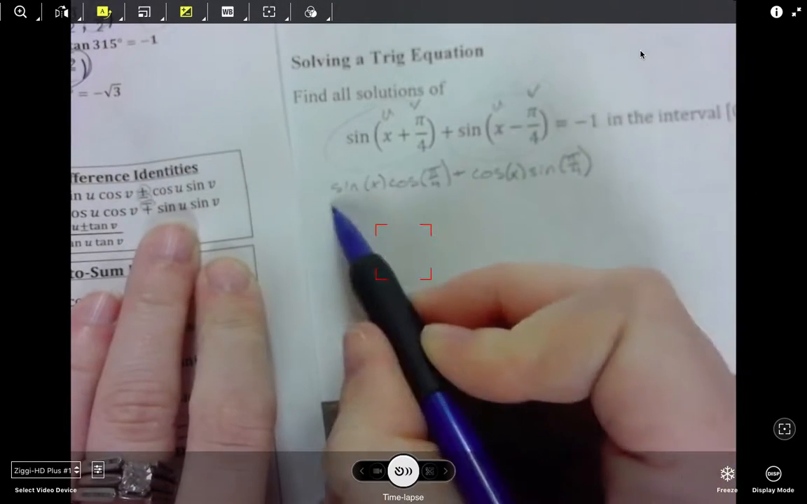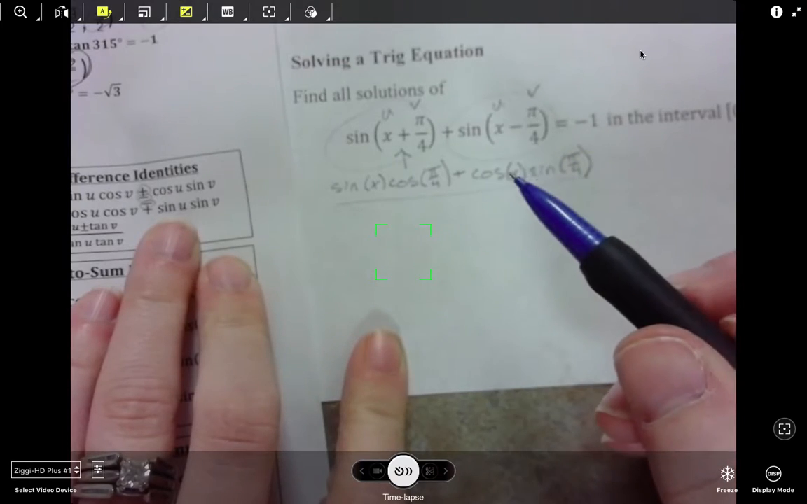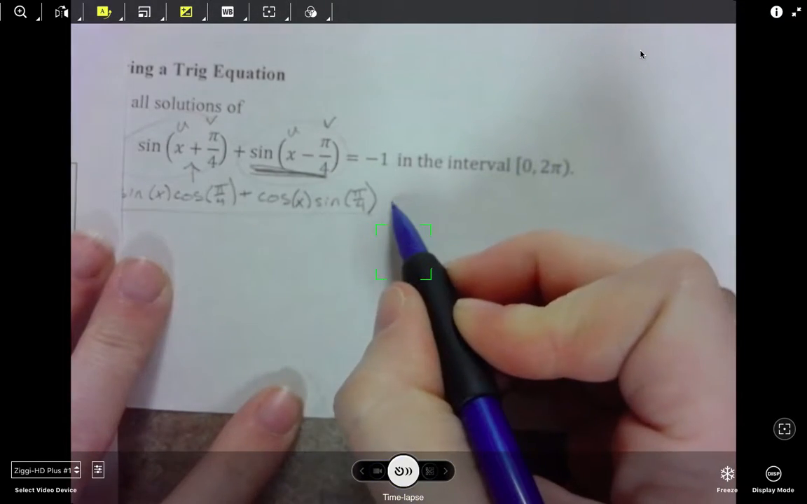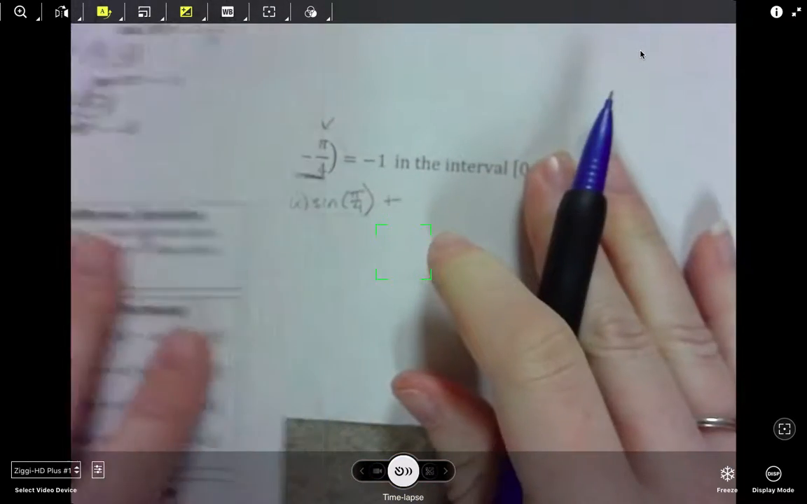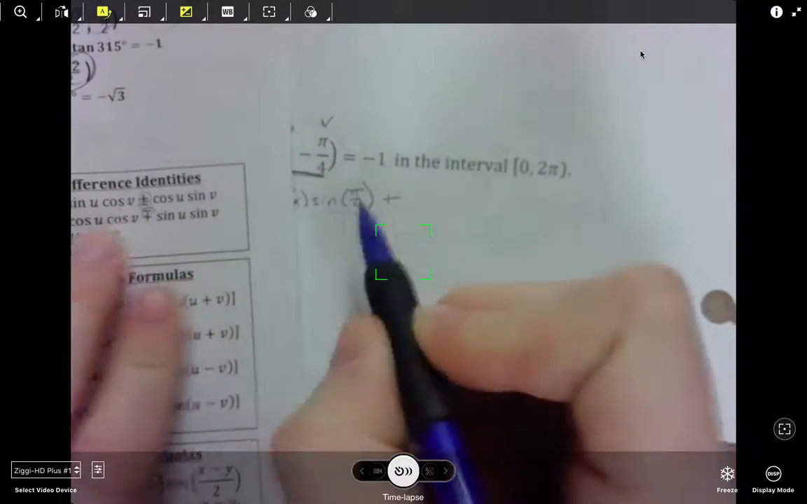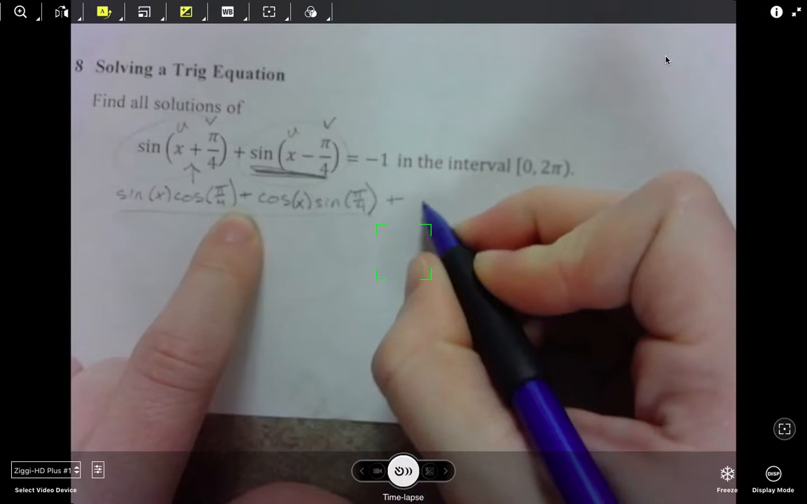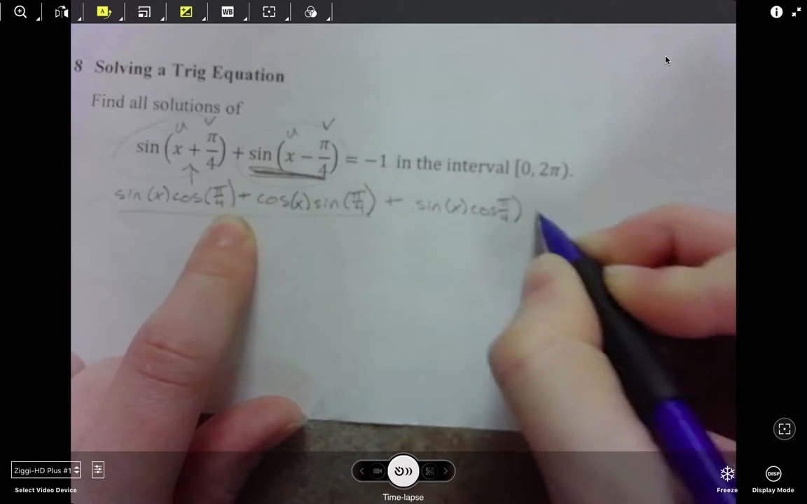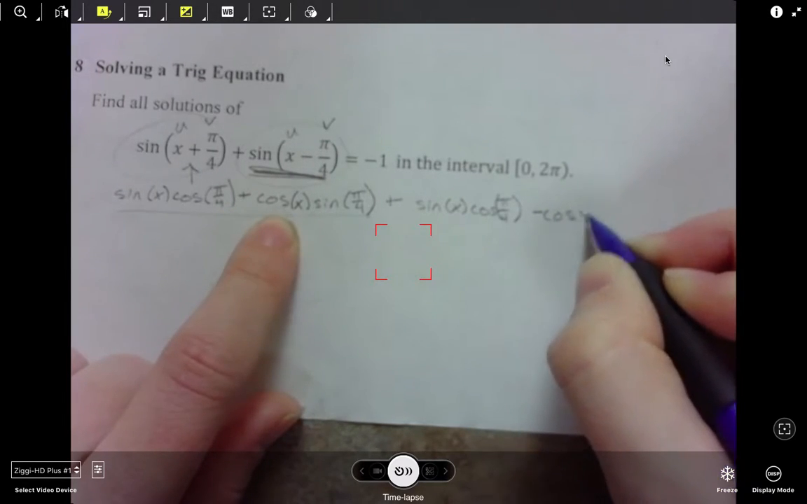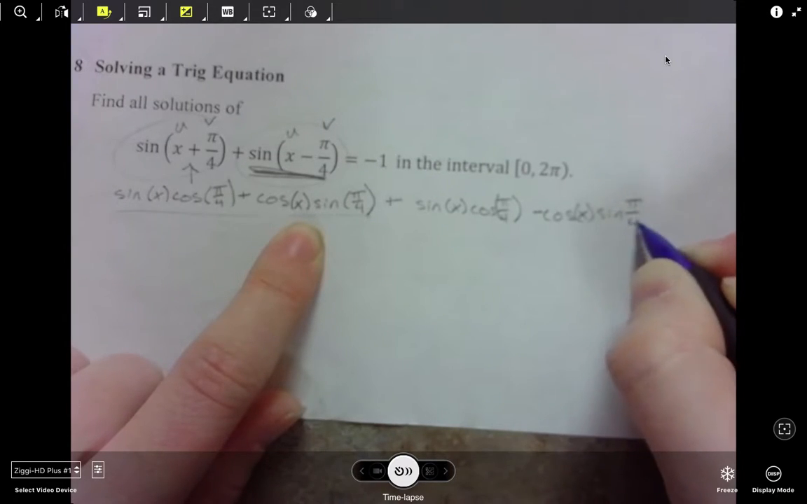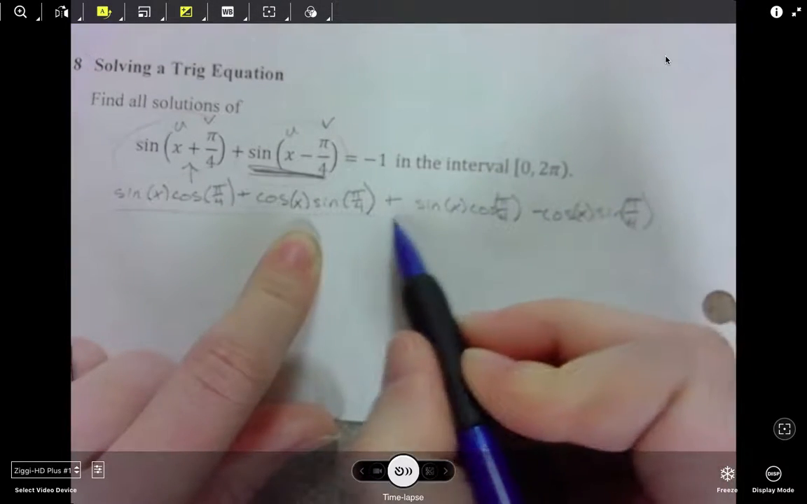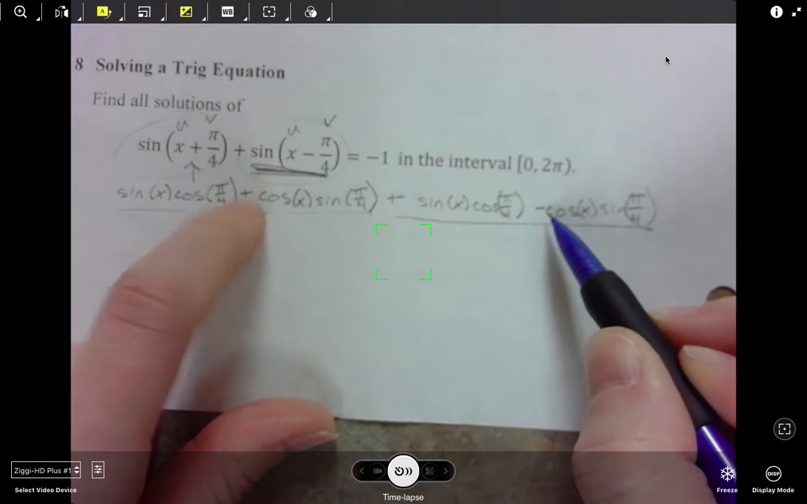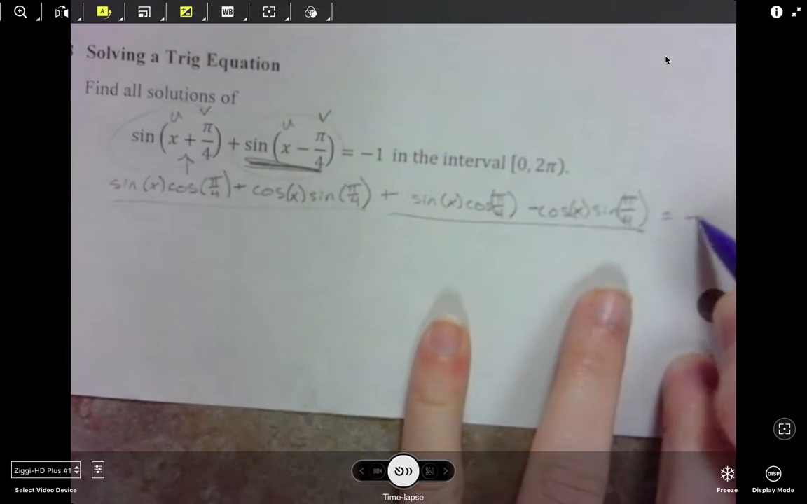Okay, this entire thing here comes from this piece. Now before we start simplifying, I'm going to write out what this second piece is. So I'm going to write out what the difference identity would be. So we have plus. The difference identity will be the same thing except minus. So it will be sine of x cosine of pi over 4 minus cosine x sine of pi over 4. So this part is the same since my u's and v's are the same, but instead of it being plus in between, it's minus in between. And that's all equal to -1.